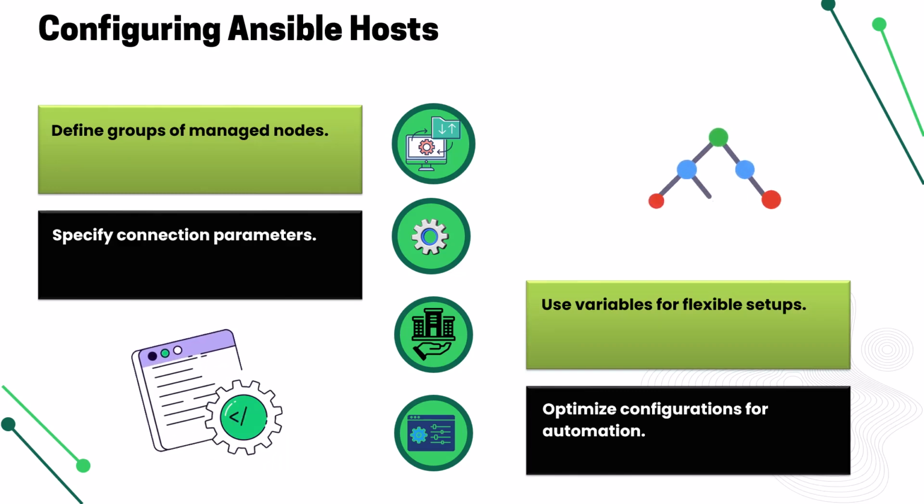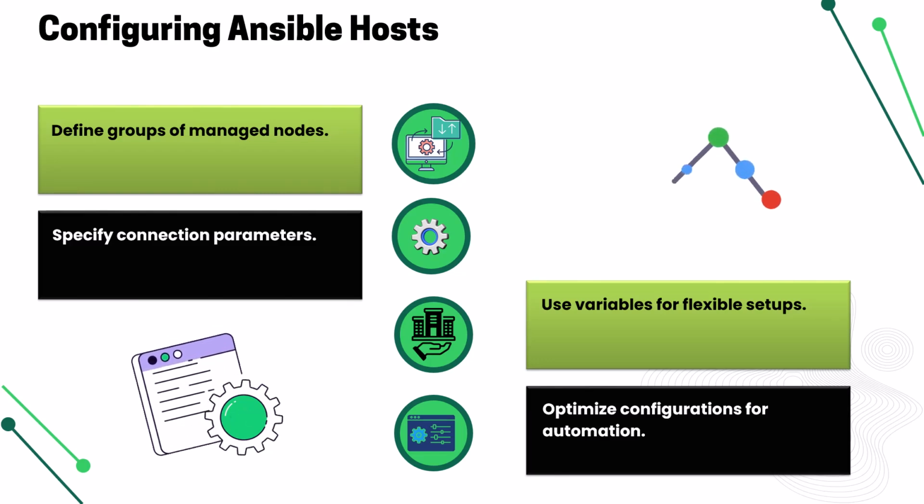Configuration time. This is where we tailor Ansible to our infrastructure needs. Group nodes, define connections, and set up variables for maximum flexibility. It's like creating a recipe for perfect automation. Follow the steps and soon you'll have Ansible working like a charm.